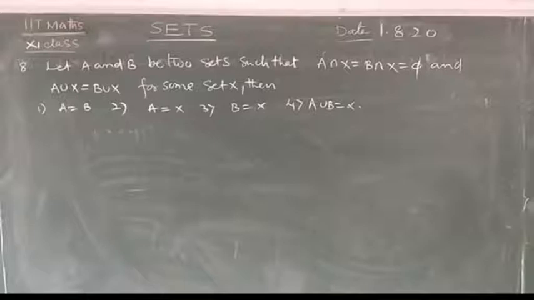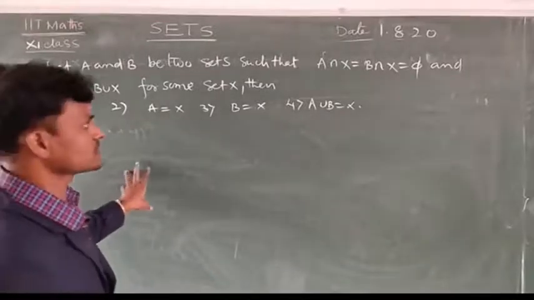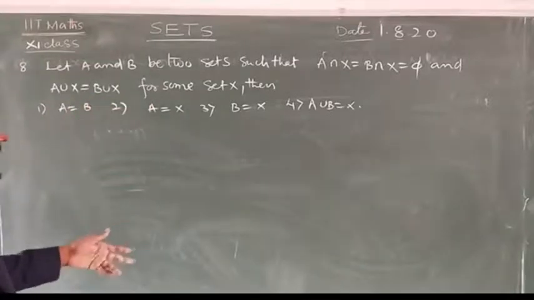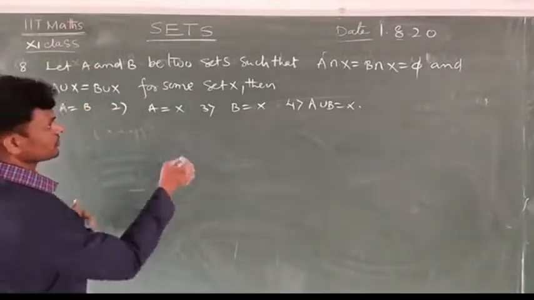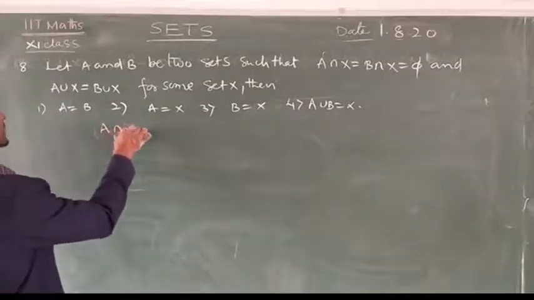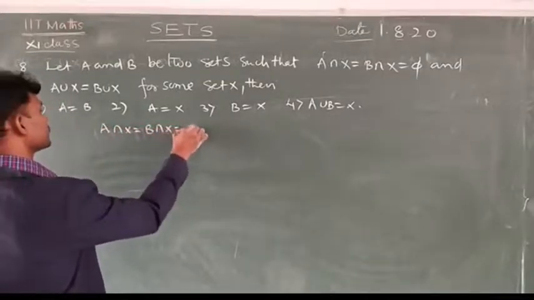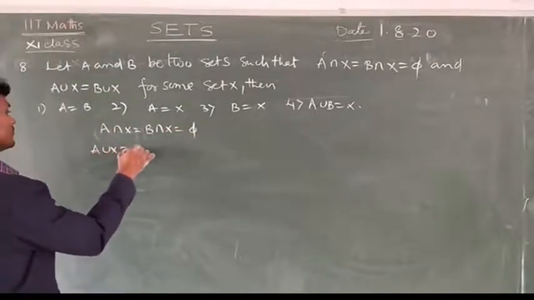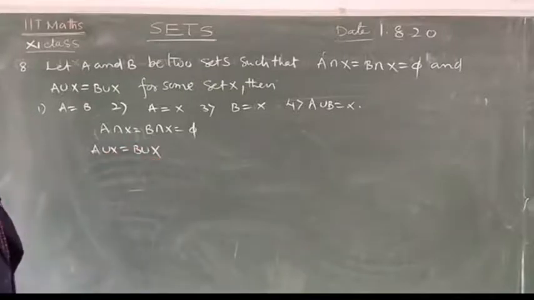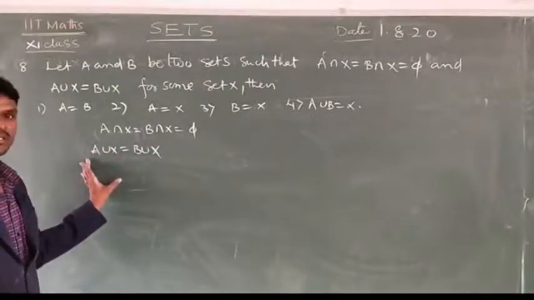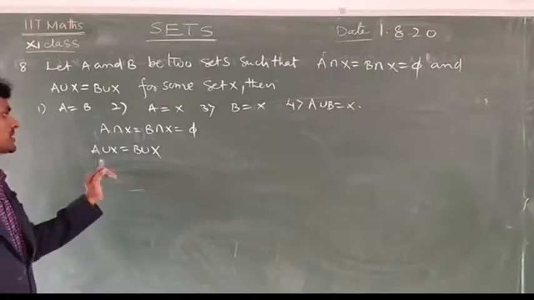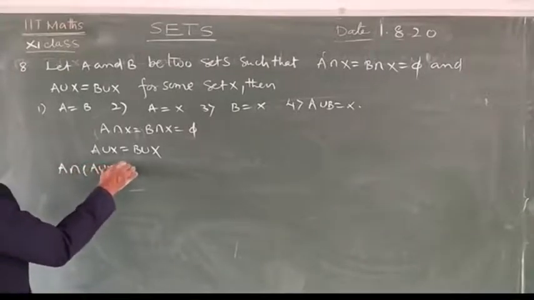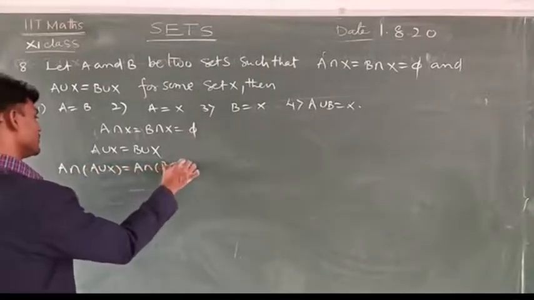Okay, next problem. Let A and B be two sets such that A intersection x is equal to B intersection x is equal to phi, and A union x is equal to B union x for some set x. Then here 4 options are given. First we have to see A intersection x is equal to B intersection x is equal to phi as given. Now given the statement A union x is equal to B union x, we have to do it in two cases. First we take A intersection on either side, second B intersection on either side. First, A intersection (A union x) is equal to A intersection (B union x).